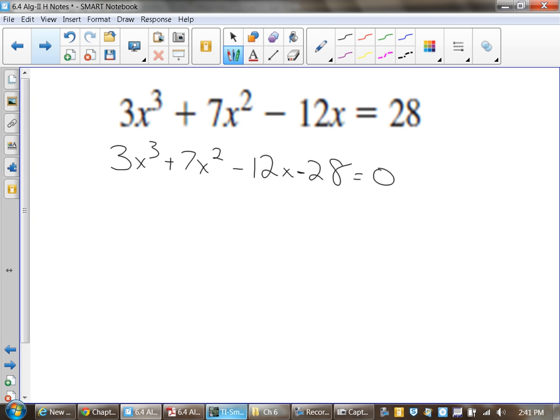How far I got? But group them. Now I used x, right? Oh, now I remember. Usually when you set up a grouping problem, you put it in descending order and you group them like that. That's the best way to group.